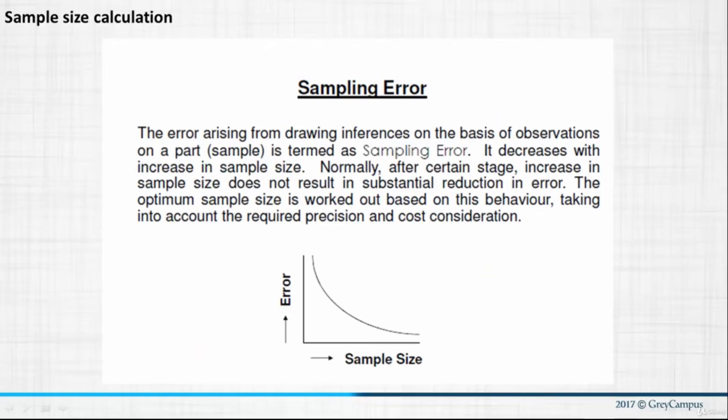There's always error associated with sampling. We take samples because we cannot always get the population. Therefore, we have to risk the error. The error will increase the smaller the sample size is. The larger the sample size, the lower that sampling error is.